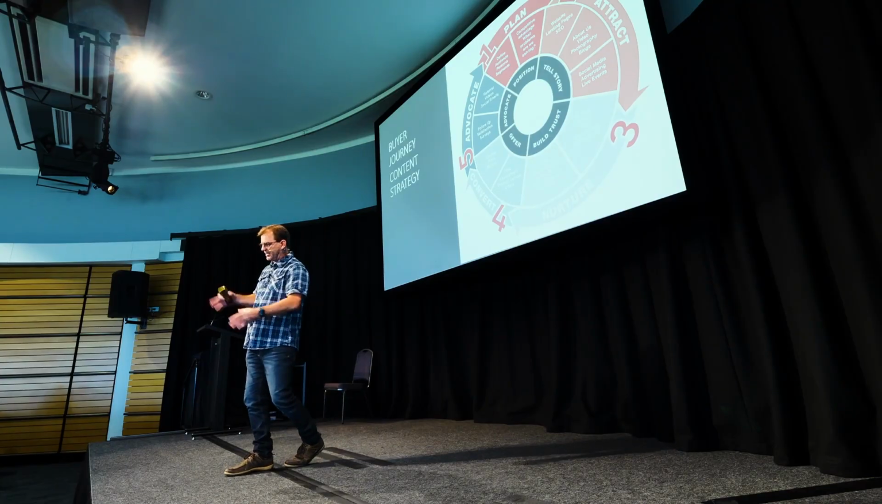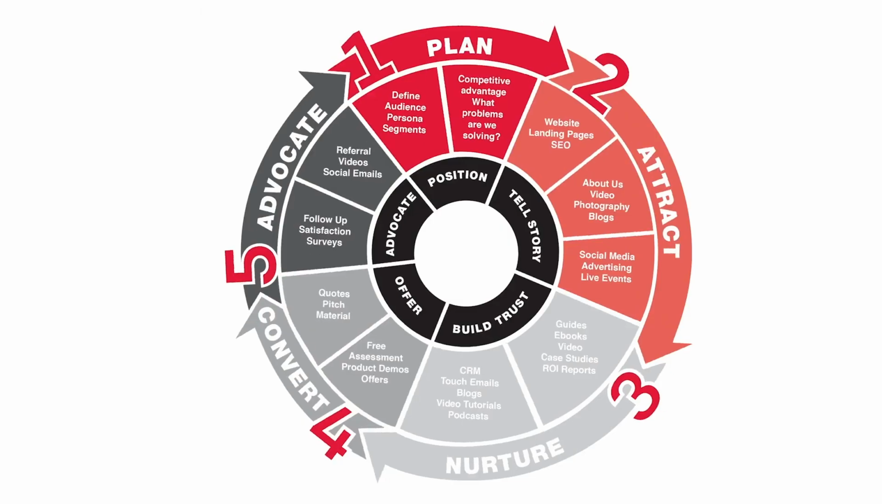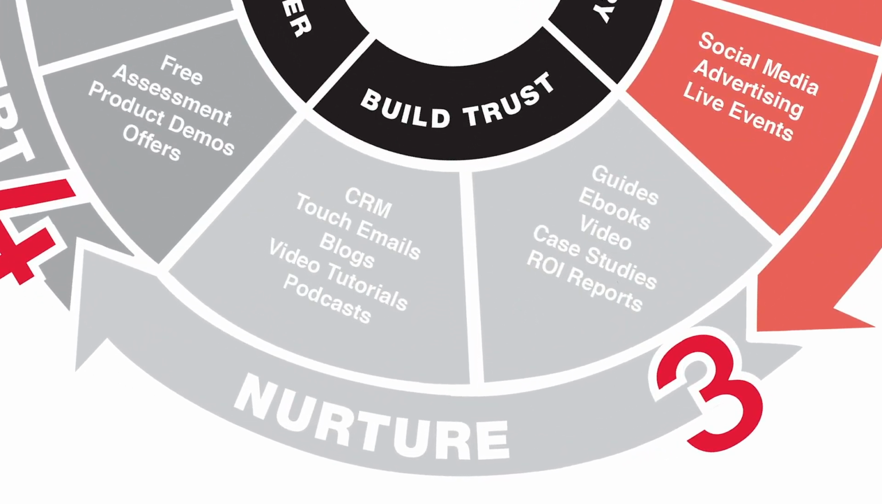The next stage, stage 3, is around nurturing them. So now you've attracted them, you've got them hopefully in your database or your CRM. How are you going to nurture them through to the time that they're actually ready to buy from you? What's the sort of content you need? Well, this is obviously where a CRM system is just so useful. You've got touch emails, you want to use email marketing, video tutorials, white papers. You may even do podcasts.